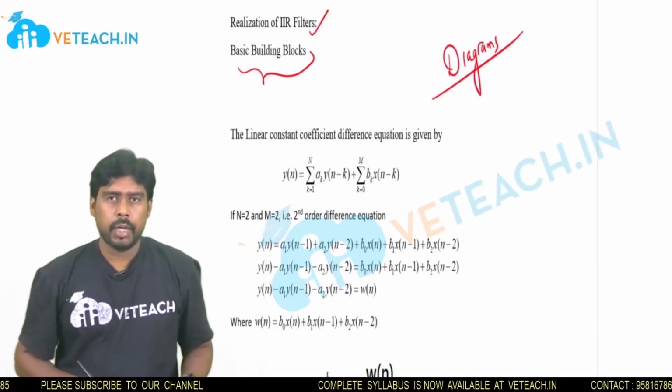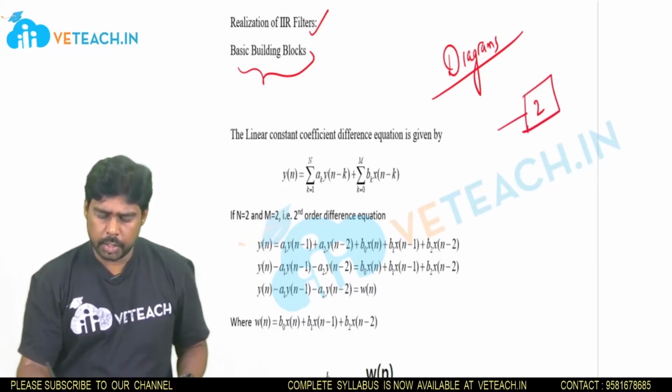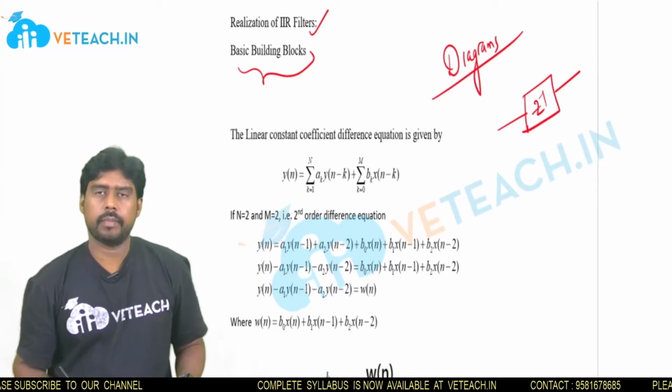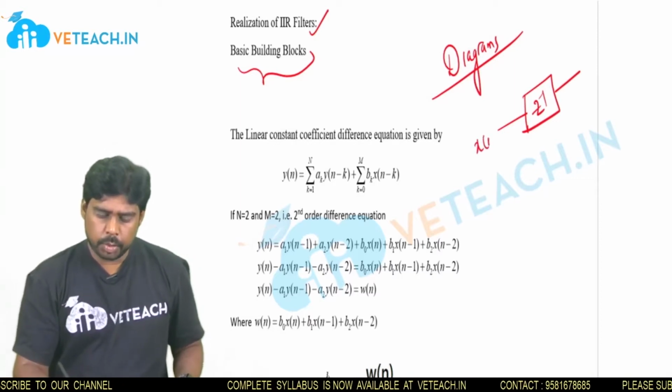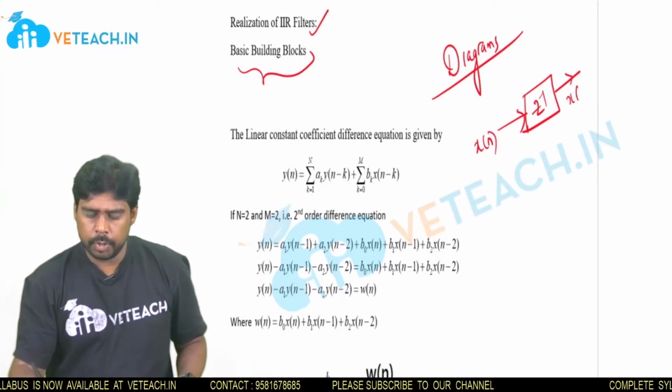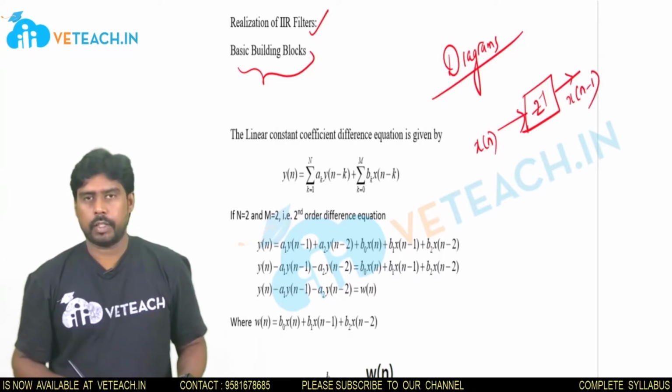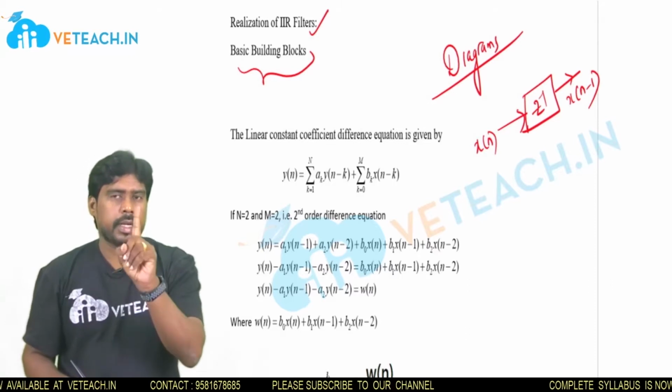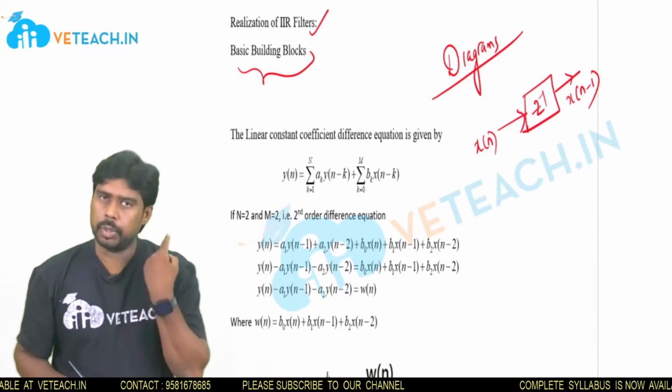The basic building blocks are, this is the first block, the Z inverse block. That means if x of n is passed through this Z inverse block, the output will be x of n minus 1. That means the sequence is getting delayed by 1 unit.